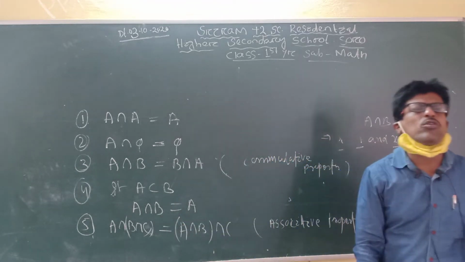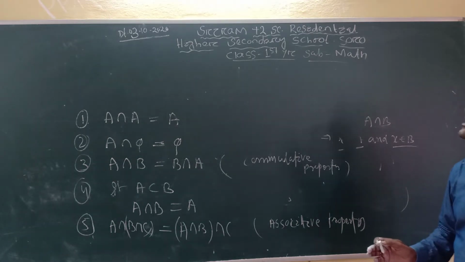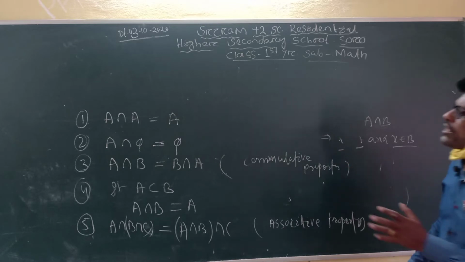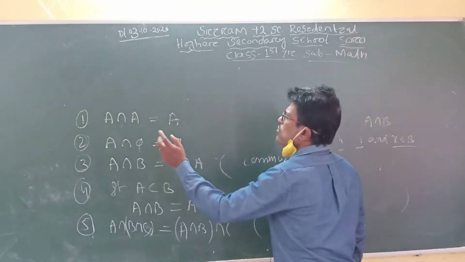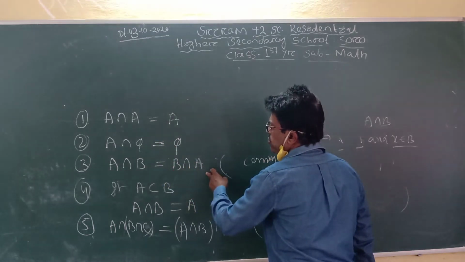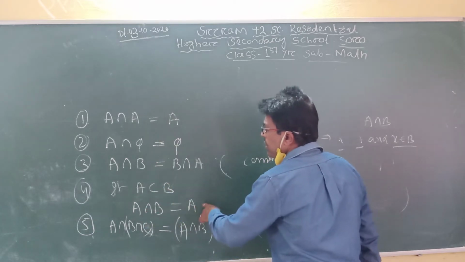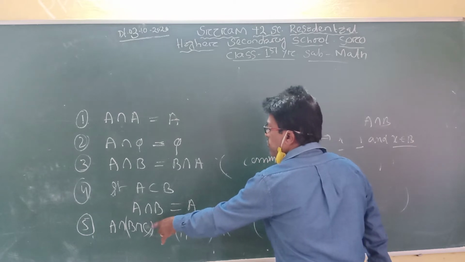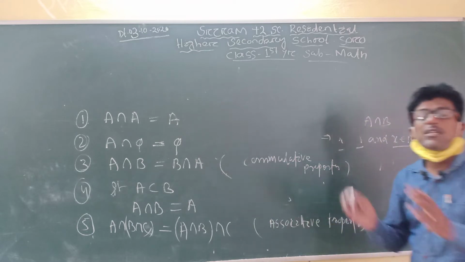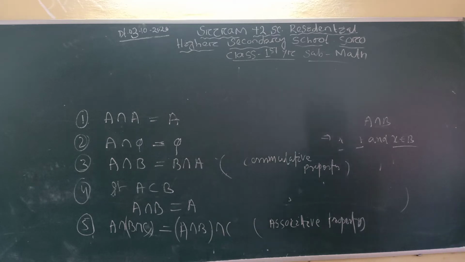You already understand these five properties, because they are the same as the properties of union. The only difference is phi: A union phi is equal to A, but A intersection phi is equal to phi. A intersection B is equal to B intersection A, the same thing. If A is a subset of B, A union B is equal to B, but A intersection B is equal to A. Commutative and associative properties are also satisfied. Now, those are the properties of intersection.